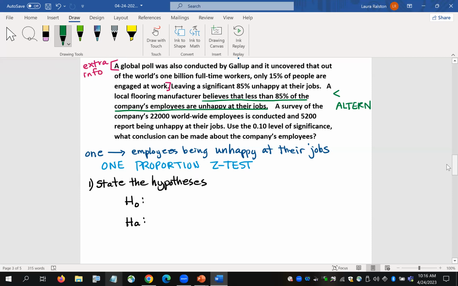So my alternative hypothesis is that my proportion is less than the 85%. Again, I converted my 85% to a decimal. I know that the null is the exact opposite, so it would be that the proportion is greater than or equal to 85%.